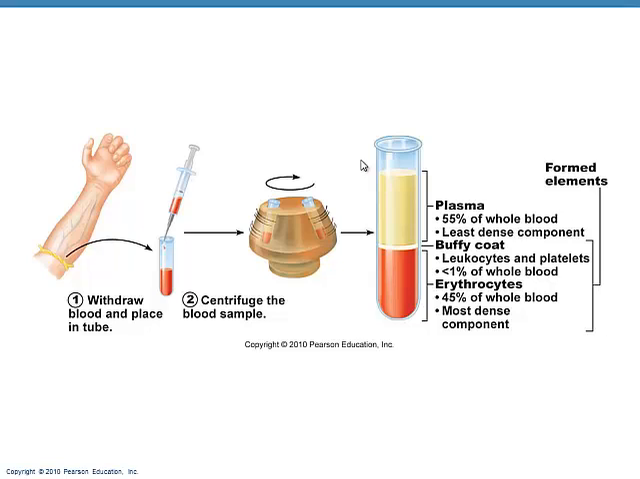The formed elements are 45%. Most of that 45% is red blood cells, erythrocytes. When you take your little tubes of blood from a finger stick, they're in a little glass rod, and you spin them down. You can actually see a tiny white stripe that sits on top of the red blood cells. It's called the buffy coat. And that contains what? Leukocytes and platelets. So white blood cells and platelets.